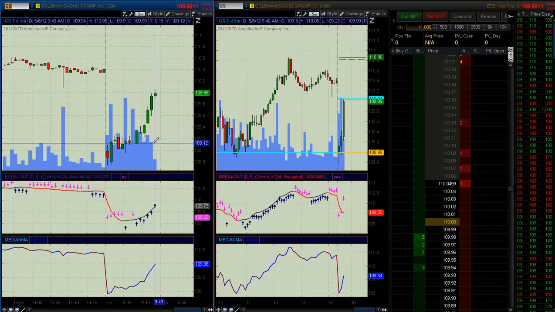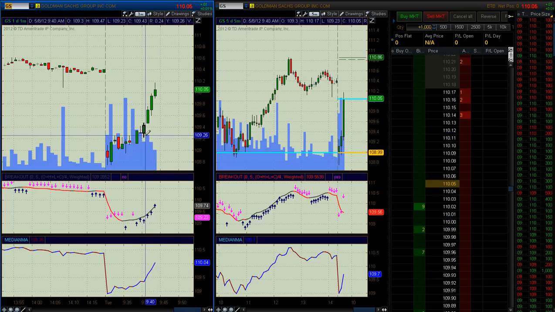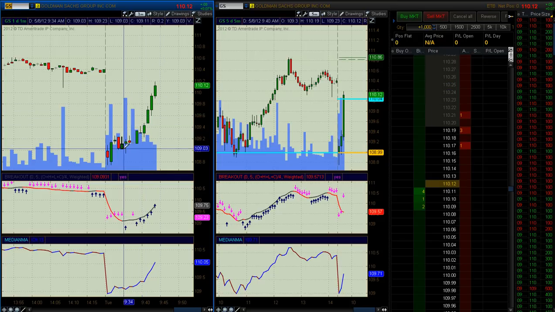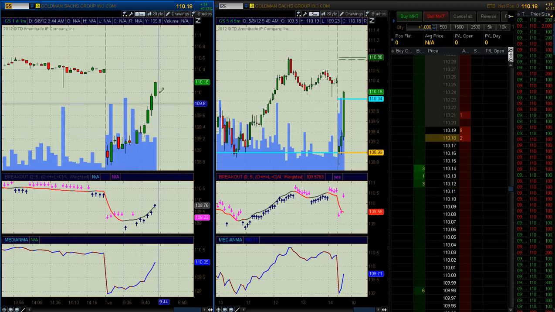All right, look at that Goldman. When I was talking about it, okay, let's get at that 109.30. It's at 110. I wasn't trading it. I was using my buying power for another trade, and that's what happens.